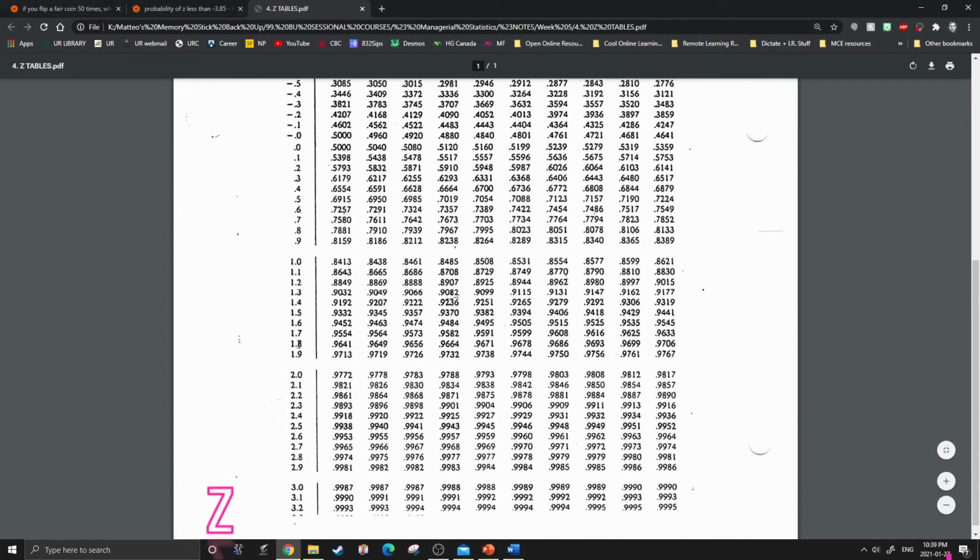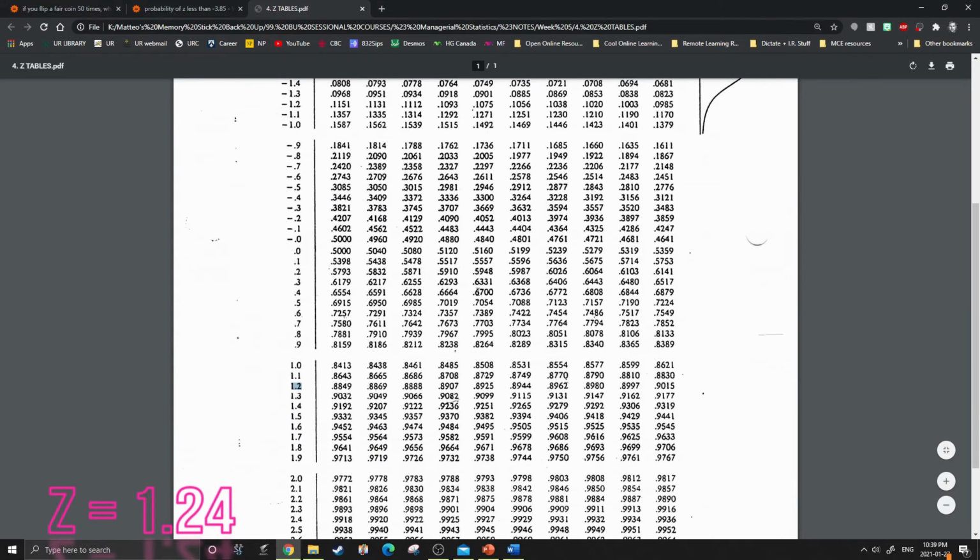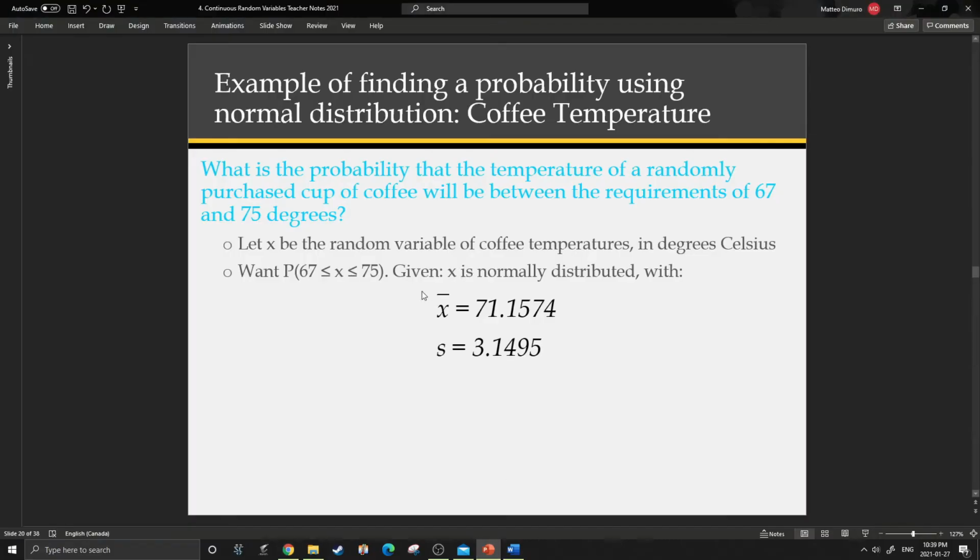Let's say you got a z-score like, I don't know, 1.24. So find 1.2. And then you go over until you find the 0.04 column. So that's right here. It's a little bit tricky. There. Now where those two lines cross, 0.8925, that would be a z-score of 1.24. Okay? So let's go ahead and try a question.